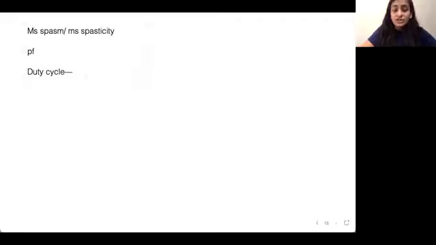Your duty cycle here is going to be either continuous, 1 to 1, or 1 to 2. So that means anything less than 1 to 3. So 1 to 1, 1 to 2, continuous, that's going to be your duty cycle. Okay, is that clear? So muscle spasm, muscle spasticity, you have the same parameters, pulse frequency, pulse duration. What changes is your duty cycle.